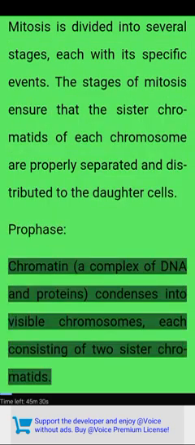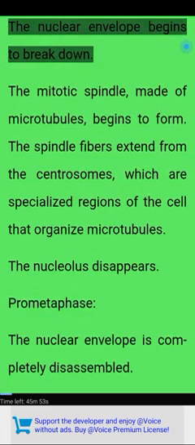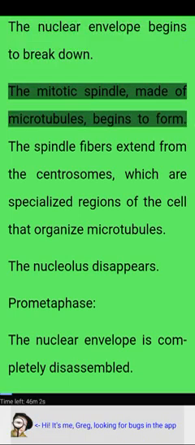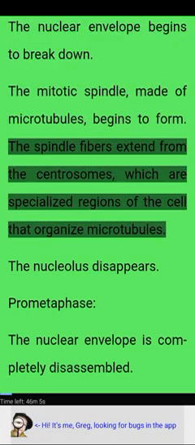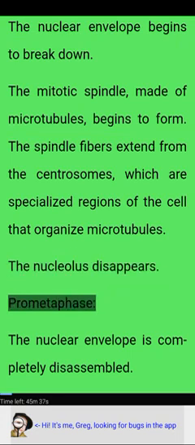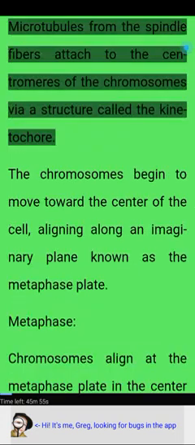The stages of mitosis ensure that the sister chromatids of each chromosome are properly separated and distributed to the daughter cells. Prophase. Chromatin, a complex of DNA and proteins, condenses into visible chromosomes, each consisting of 2 sister chromatids. The nuclear envelope begins to break down. The mitotic spindle, made of microtubules, begins to form. The spindle fibers extend from the centrosomes, which are specialized regions of the cell that organize microtubules. The nucleolus disappears.